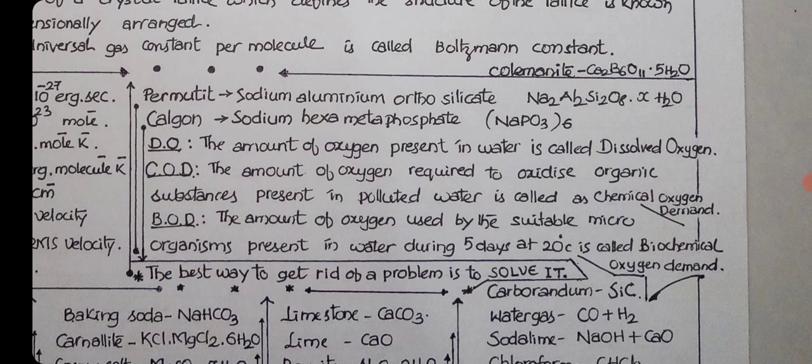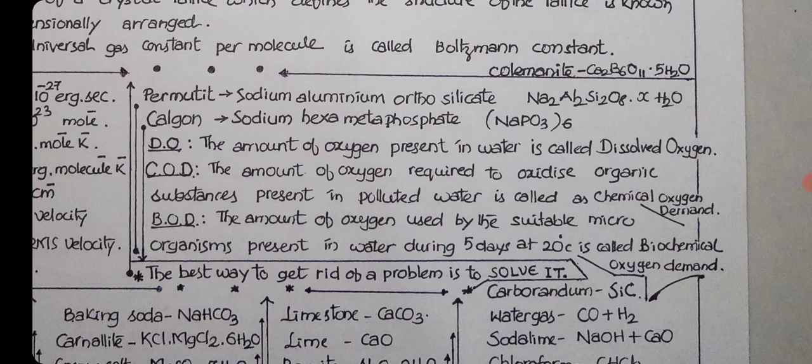Permutit: sodium aluminum orthosilicate, Na2Al2Si2O8·xH2O. It is used in the removal of hardness of water. Colemanite: Ca2B6O11·5H2O. Calgon: sodium hexametaphosphate, Na6(PO3)6. You can say sodium polymetaphosphate also. It is also used in removal of hardness of water.